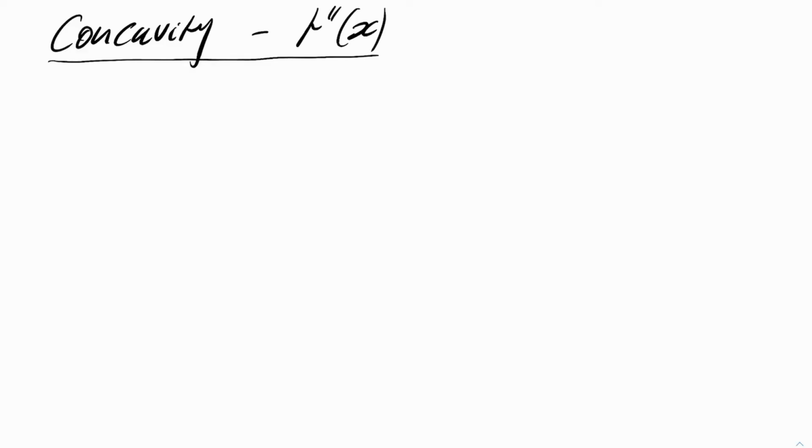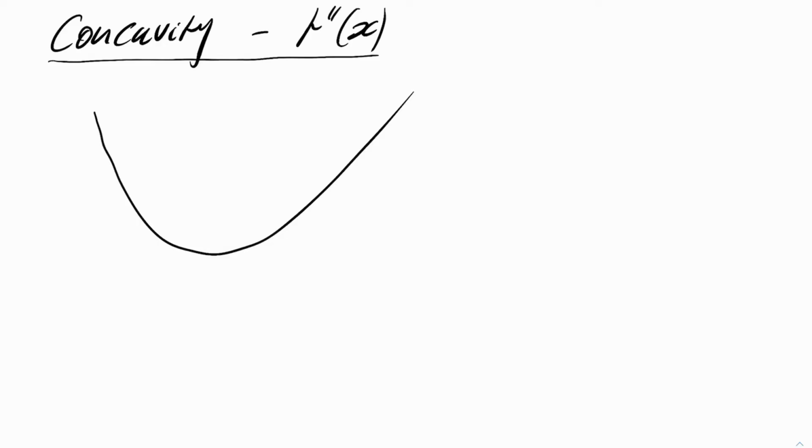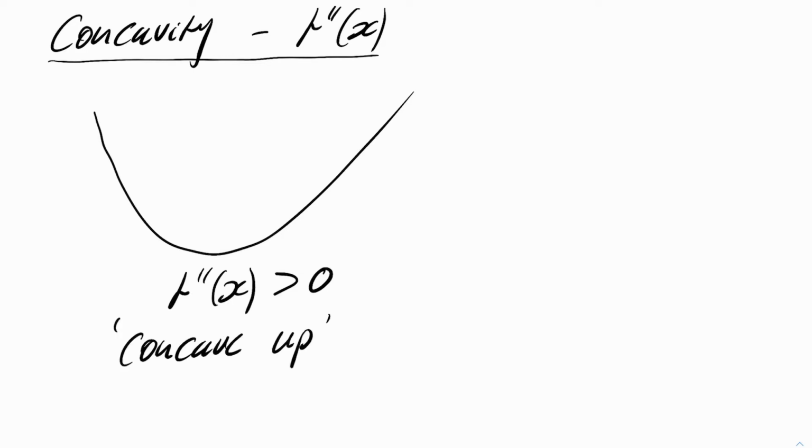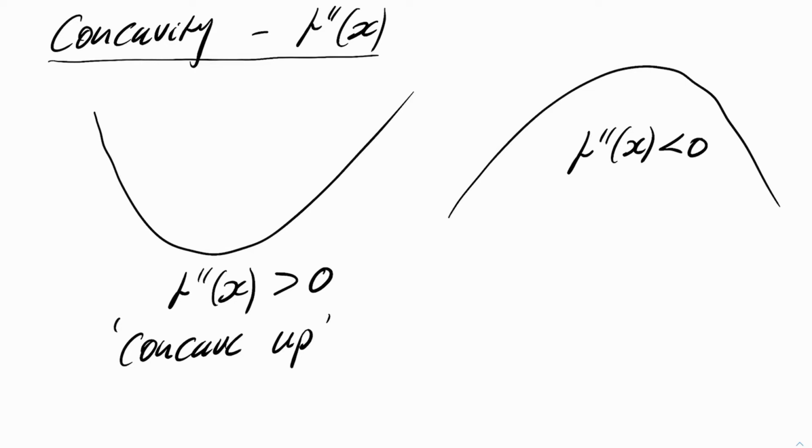What about the second derivative of a function? What does this tell us about it? Well, this test tells us about the concavity of a curve. If we just look at a curve like this, then this will have the second derivative positive everywhere on that curve. And we call this curve a concave up region. Similarly, if we have a curve which looks a bit like that, then this has a second derivative less than 0, and this is called concave down.